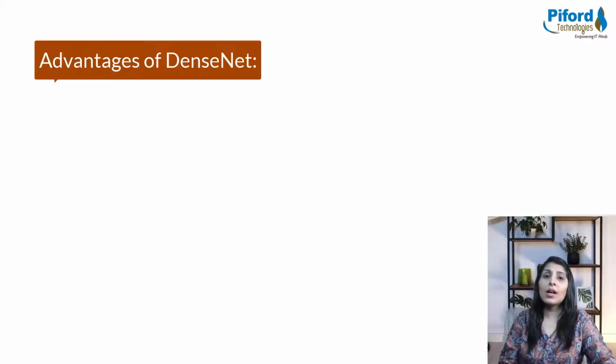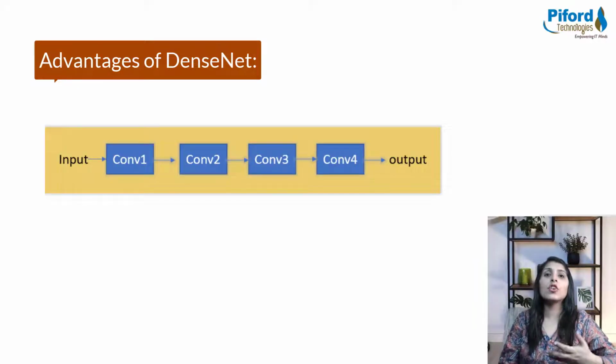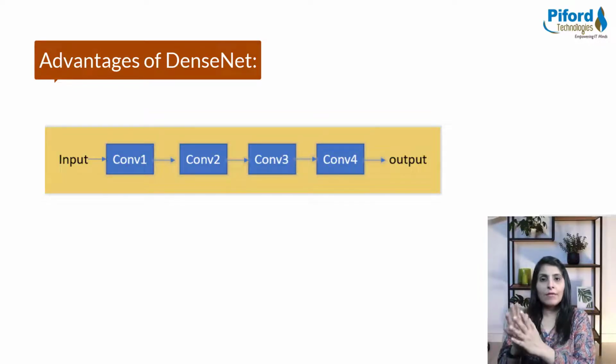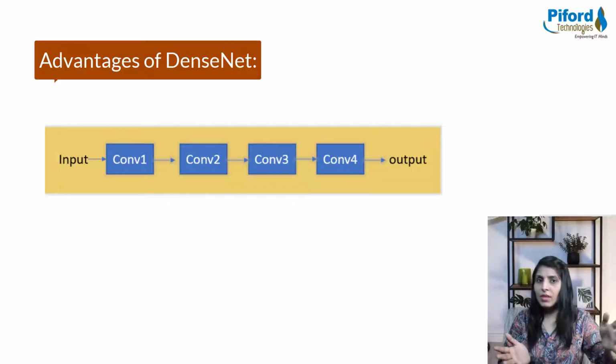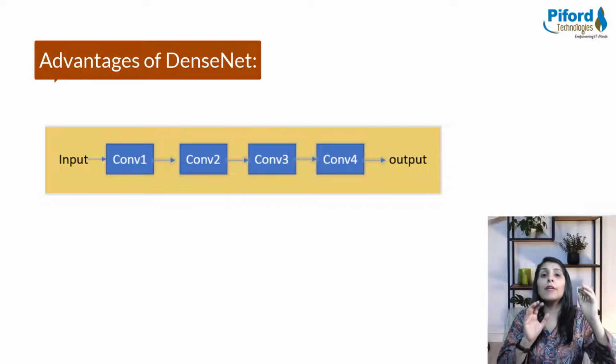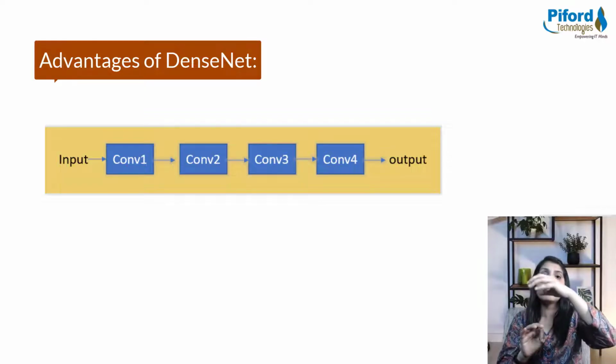Now let's see the advantages of DenseNet. So guys, in a standard convolutional neural network, what happens? We give the input to the first convolutional layer, right? In a normal convolutional network, we pass the input to the first layer of the network, then the output of that layer becomes the input to the next layer, and this is how it works for all the layers. And finally we classify on the basis of the feature maps which we receive from the final layer.